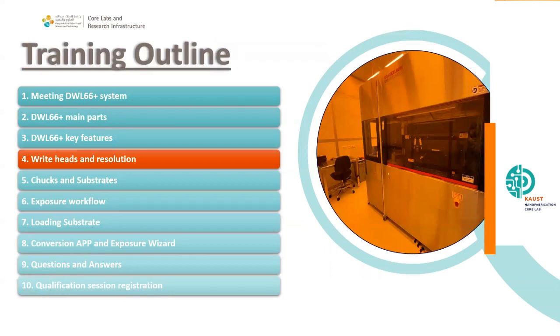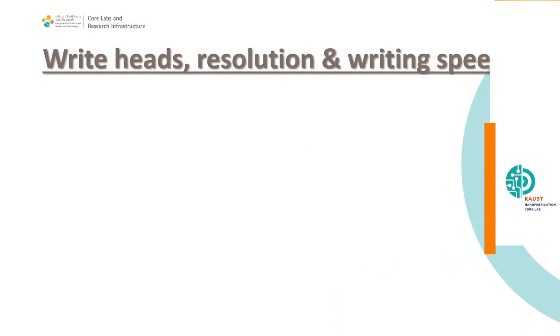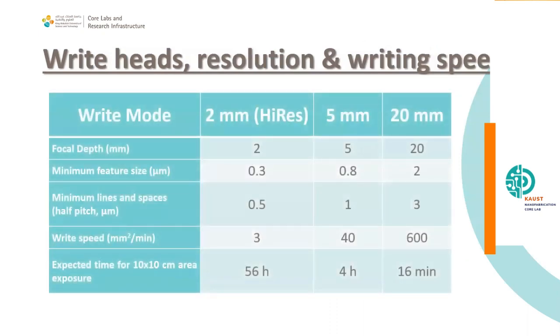More things. So now I'm going to speak about the write heads, or the different writing modes that I was talking about. And it has 3. We have 3 different write lenses or write heads. We have the 2mm, the 5mm, and the 20mm.